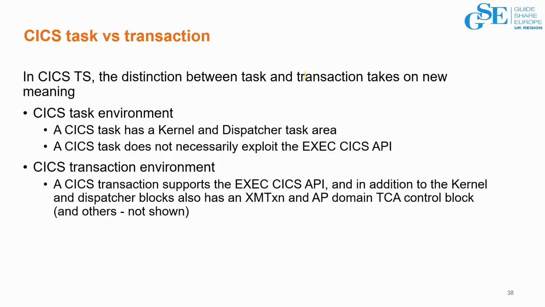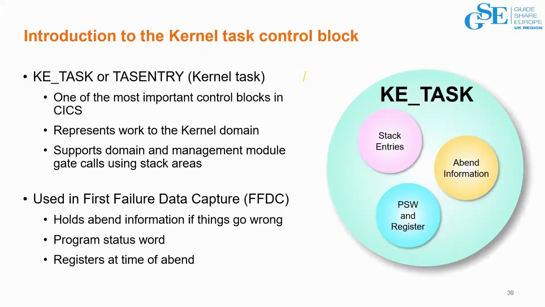So a system task generally does not have a transaction manager, which means if you go look at the transaction manager output in IPCS, generally you won't see those system tasks. But there are some system tasks that need to do the exec API, and those will have TCAs and XMTXNs.